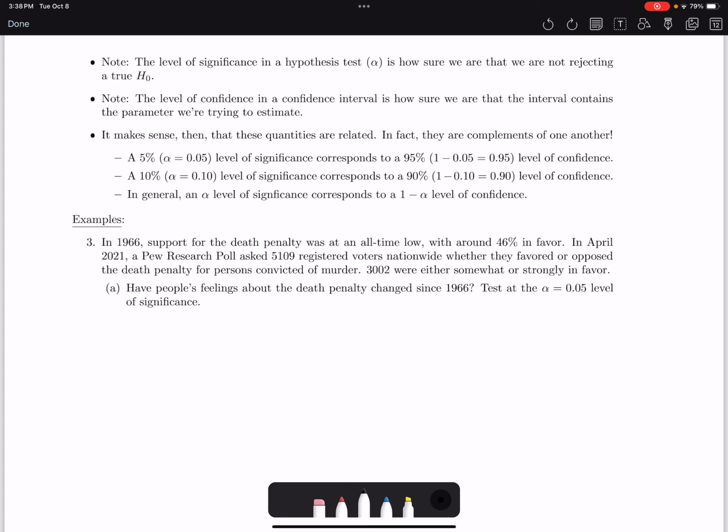In fact, one thing that we should point out here is that the level of confidence and the level of significance are related to each other. They're complements of one another, okay? So a 5% level of significance, alpha equals 0.05, corresponds to a 95% level of confidence. A 10% level of significance corresponds to a 90% level of confidence. And in general, an alpha level of significance will correspond to a 1 minus alpha level of confidence.